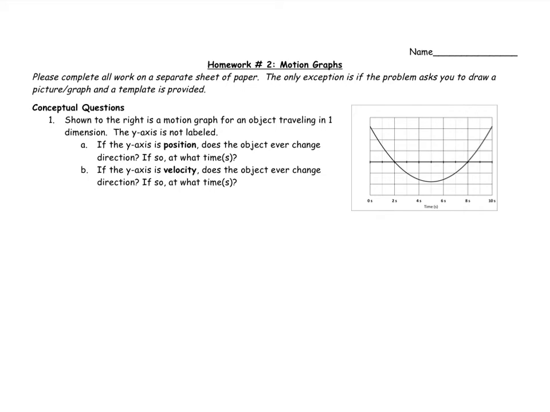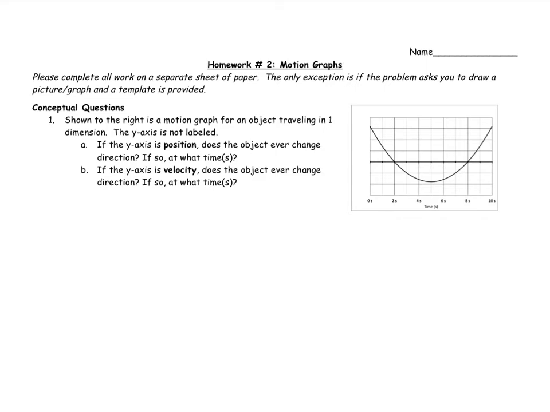Here we go with homework number 2. For our first conceptual question, we have this graph to the right, and we see that the y-axis is not labeled. The question is, if this y-axis is position, does the object ever change direction?